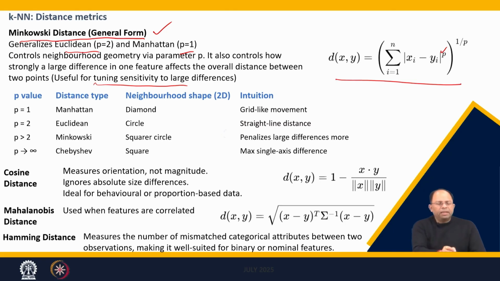Now, you can see over here, if p equals 1, it is Manhattan distance. So, the neighborhood shape will be in 2D form, of course, but we can also have 3D shapes as well.